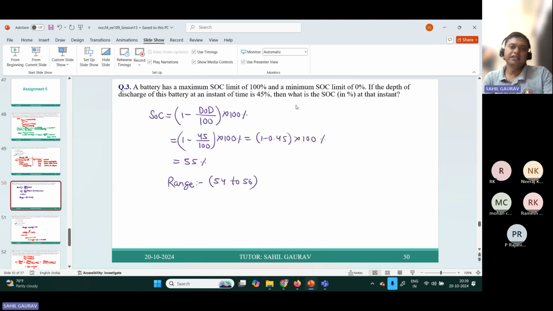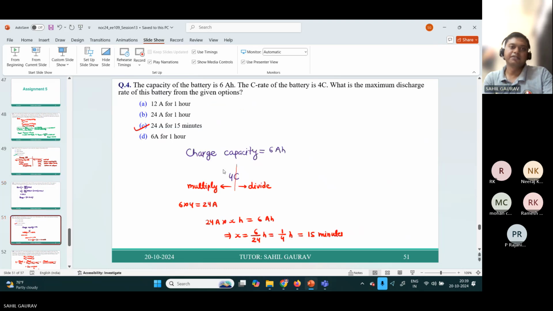What is the SOC at the instant if the depth of discharge is given? So depth of discharge is given as 45%. So this expression is easier. SOC is equal to 1 minus depth of discharge upon 100, into 100%. So it is 55%. So it is the subtraction of the depth of discharge percentage, and you will get the SOC percentage.